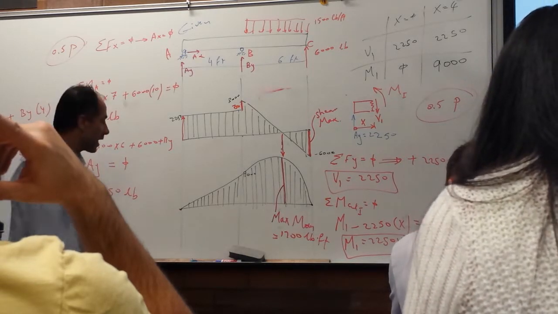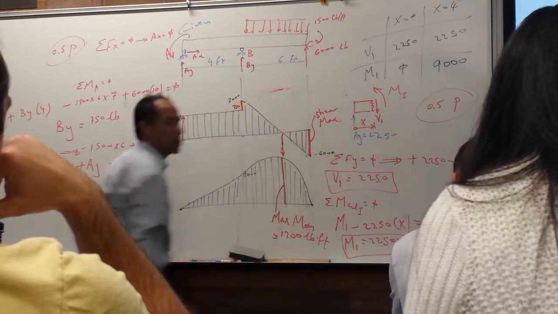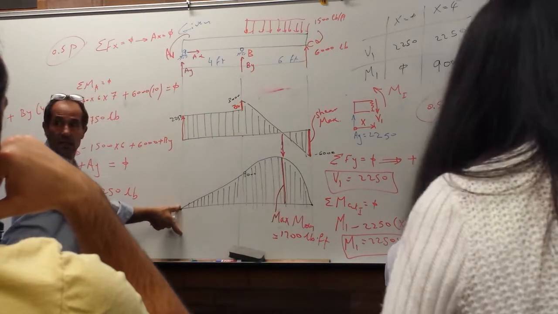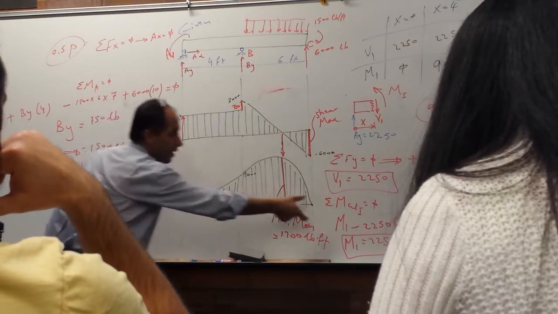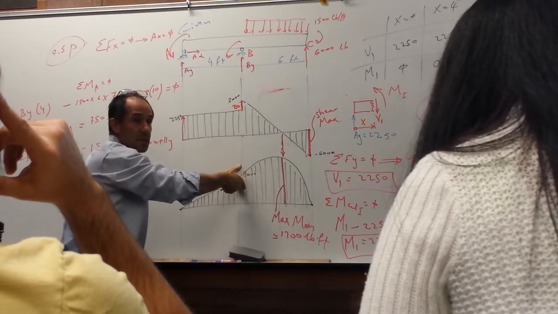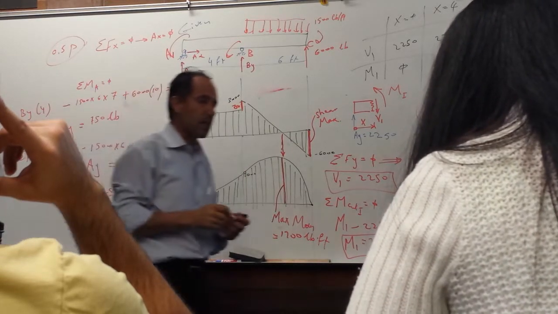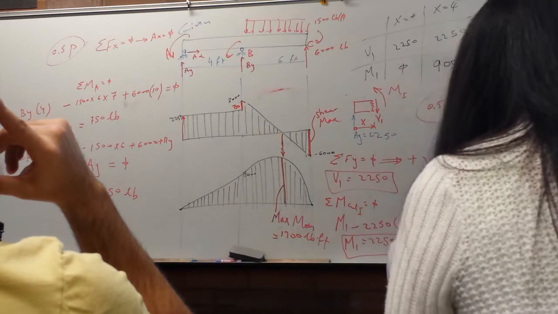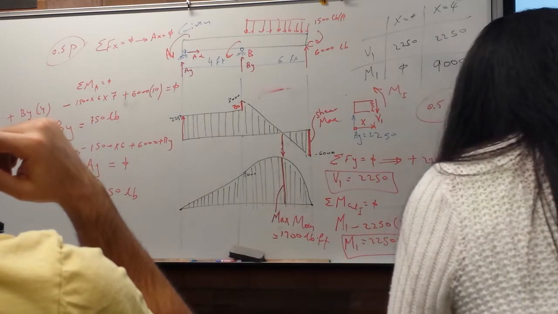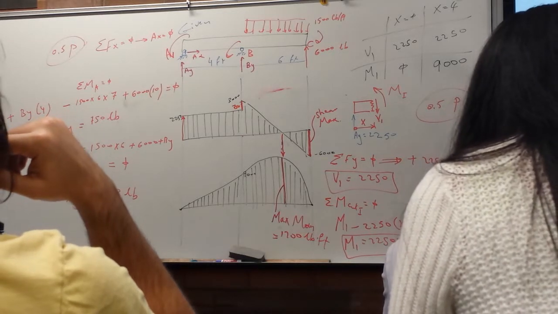If there is a concentrated moment here, or here, what should I see? I should see a drop here, correct? Or here. If I have one in the middle, then I should have a drop somewhere, correct? Okay. So this is a question of shear and moment diagram.